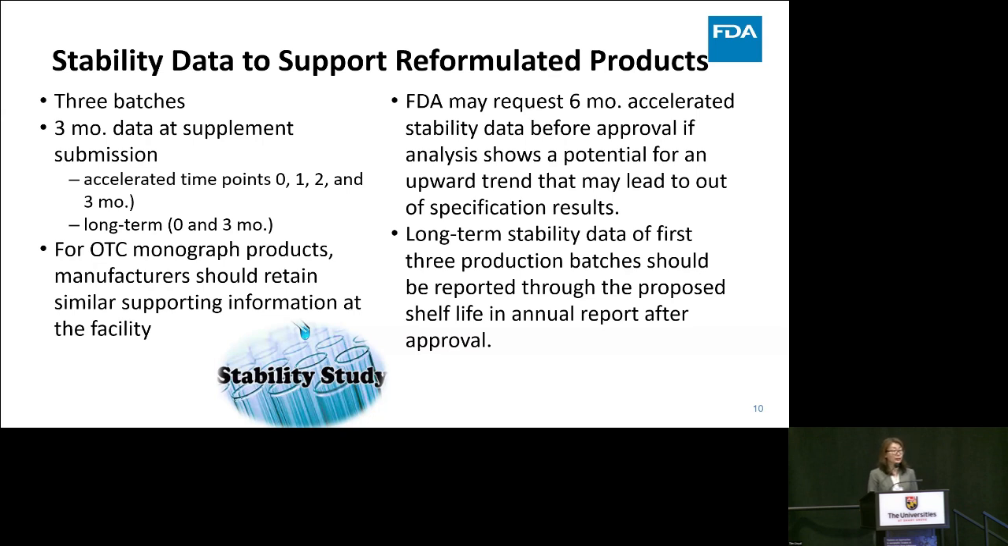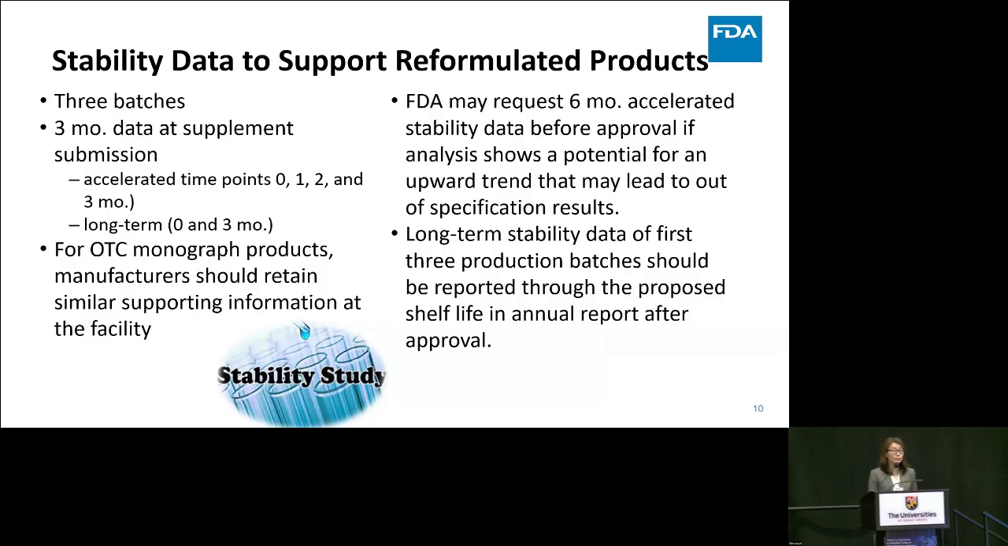In terms of the stability data, the amount really varies. That really depends on whether the nitrosamine level has been demonstrated to be stable, especially at the early time points. Due to the lack of historical information about NDSRI, FDA recommends 3 drug product batches be submitted to support these changes. At the time of the supplement submission, 3 months of data, including the accelerated stability with the time points of 0, 1, 2, 3 months, and the long-term stability data with the time points of 0, 3 months, should be submitted.